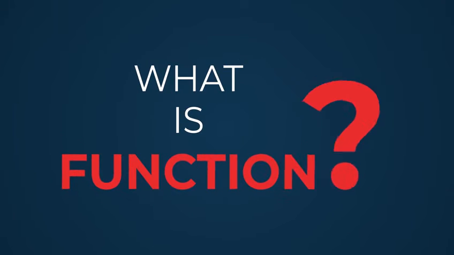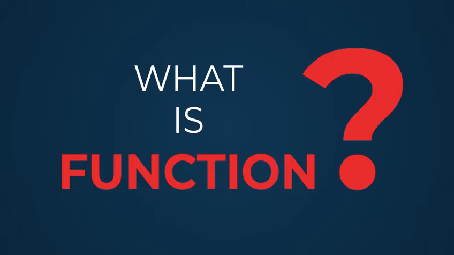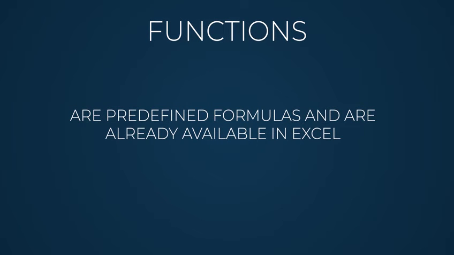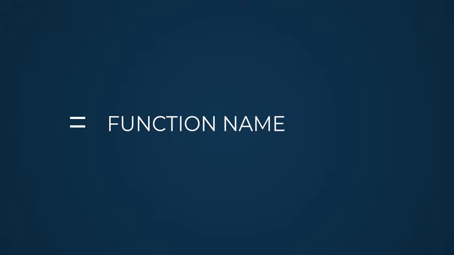Again, we're going to look at what a function is. We need to know what function is all about. Functions are predefined formulas and are already available in Excel. That means they are there already in your Excel. It's just for us to make use of them to perform our calculation. Every formula starts with an equal sign, followed by the function name before the range or the argument you want to add inside your formula.